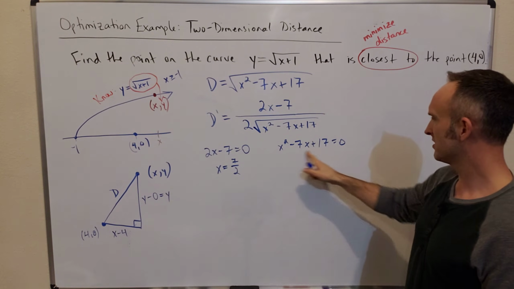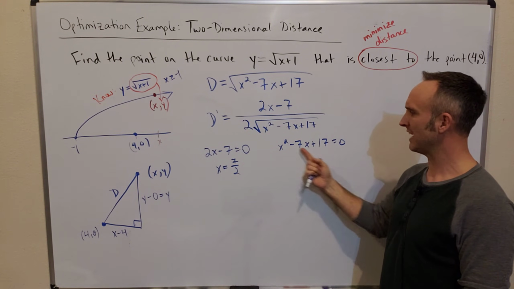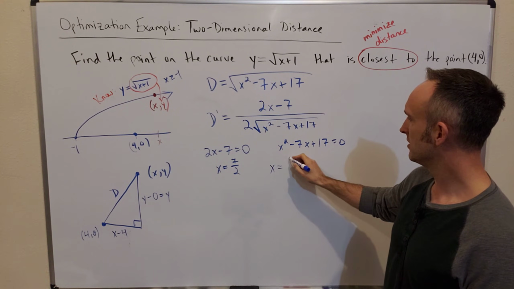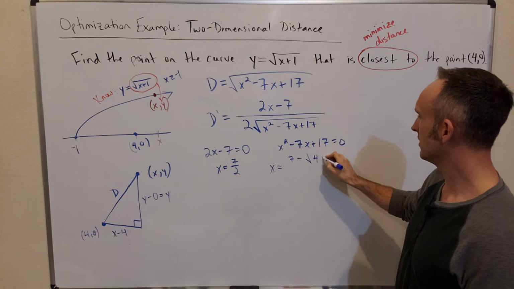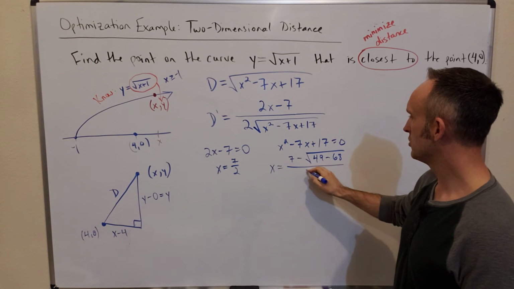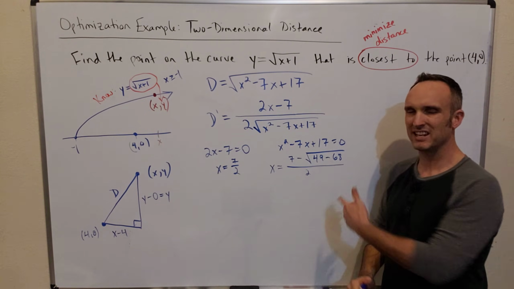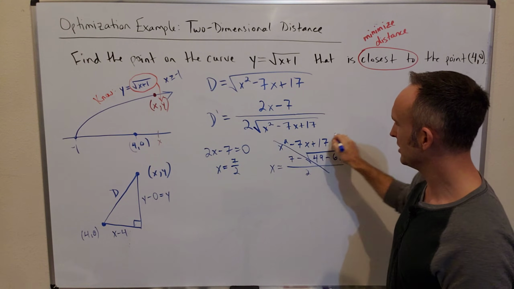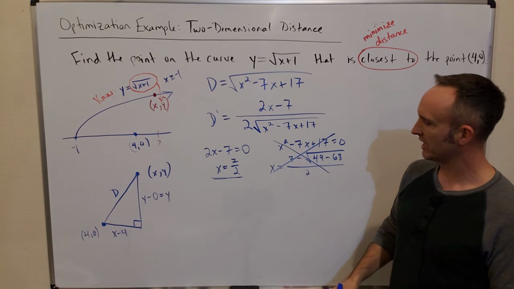Now to solve this, I can't use standard factoring because I can't multiply two numbers that add to give me -7. So I'm going to use the quadratic formula. So I've got positive 7 minus the square root of 49 minus 4 times 17 all over 2 times 1. And luckily here, the square root of 49 minus 68 is negative. So these x values are imaginary. That means we don't get any critical numbers out of this. So this is our only critical number, x equals 7/2.